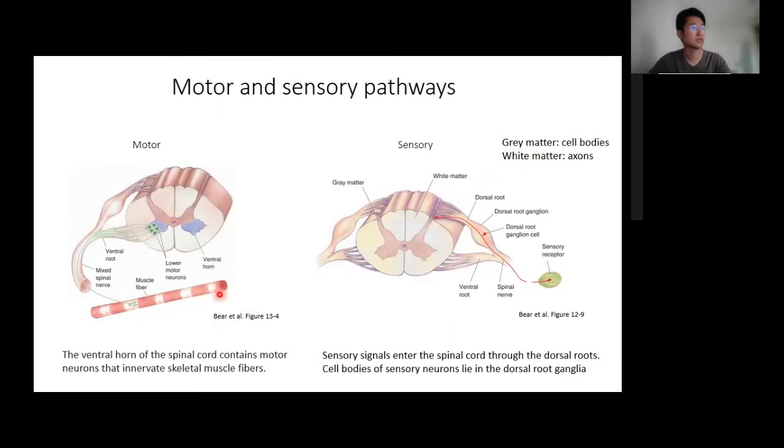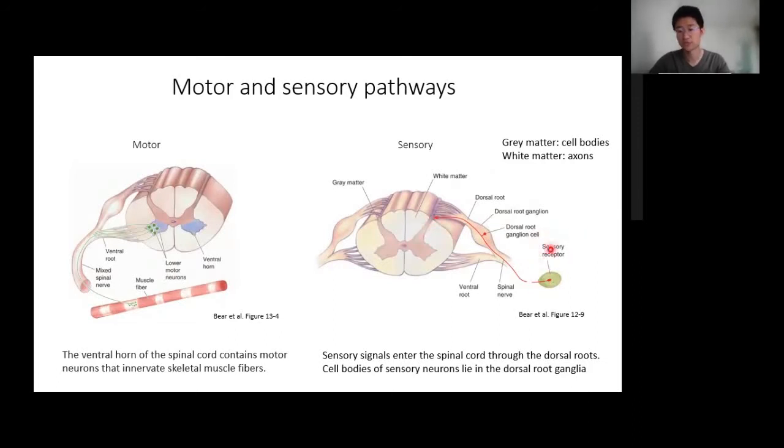And the motor pathway is these motor neurons are located in the ventral horn of the spinal cord gray matter. Ventral means in front, and dorsal means back. So in the ventral horn, we have alpha motor neurons, and they send axons through the spinal nerve and innervate motor fibers. And in the opposite way, there are also sensory signals from outside going through the spinal nerve and coming back to the spinal cord.